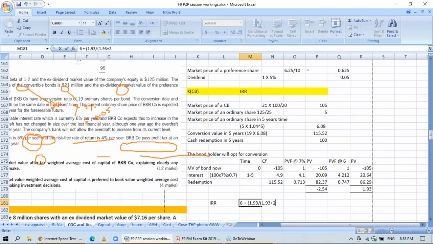Minus minus will become plus, and then multiplied by the higher rate 7 minus the lower rate 6%. So this gives you the IRR, the cost of the bond. So the cost of the bond is 6.43%.